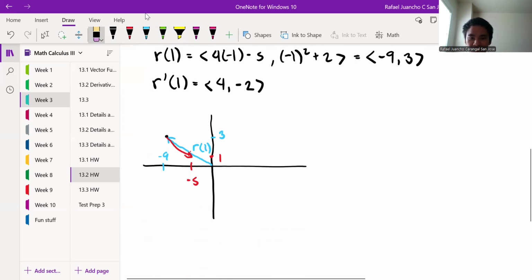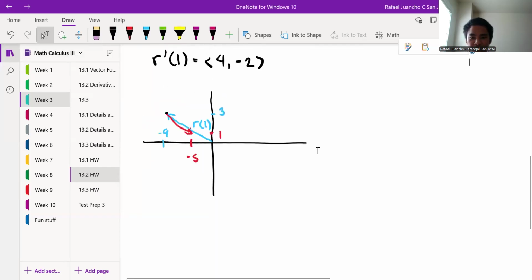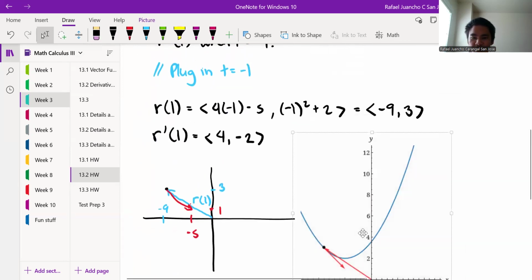So let me just see if I got it. Let's hit submit, see what happens. Okay, we got it. So this is the more accurate curve. So here it's a parabola. One thing I'm working on is graphing these things. So this is a more accurate graph.